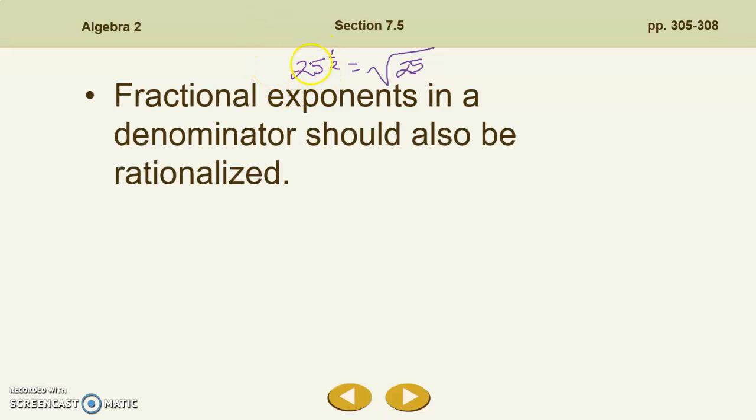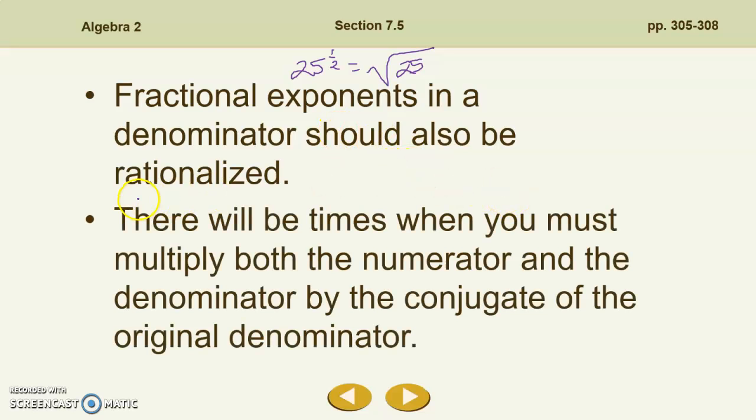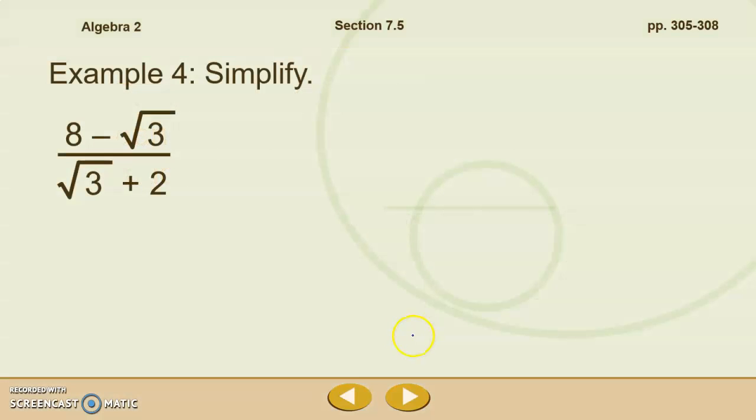No fractions here. We don't want 1/2 to the 1/2 power. We don't want anything that can be simplified, like 25 to the 1/2 power can be simplified as 5, and we don't want to have any of those in the denominator. We're going to have to rationalize those. So let's take a look at an example. After we see this reminder, there will be times when you must multiply both the numerator and the denominator by the conjugate of the original denominator. And we'll talk about what conjugates are in just a second here.